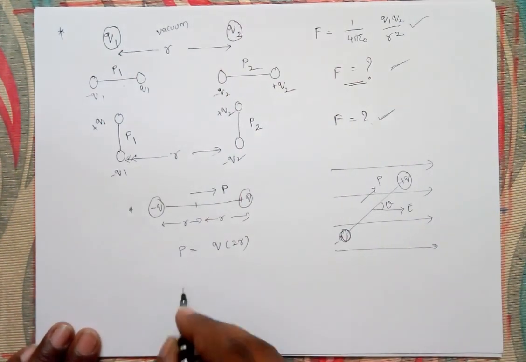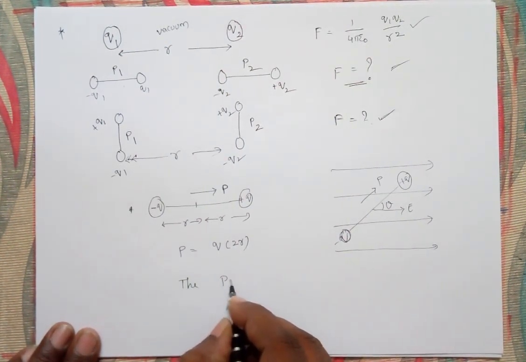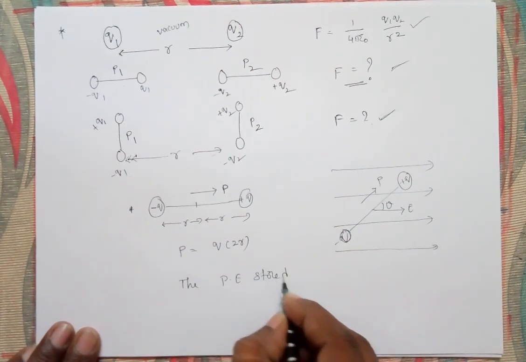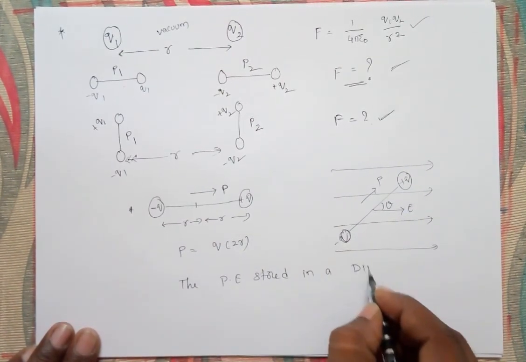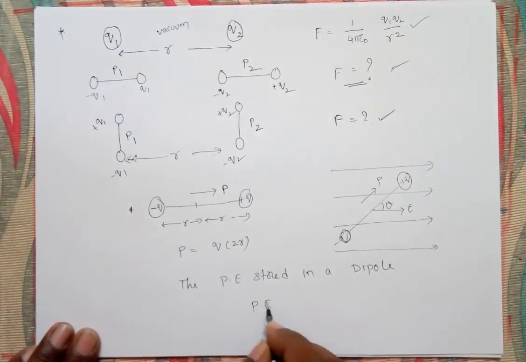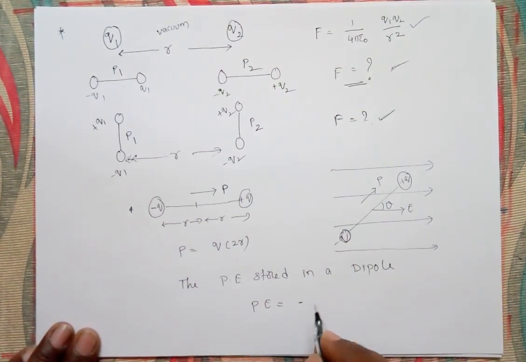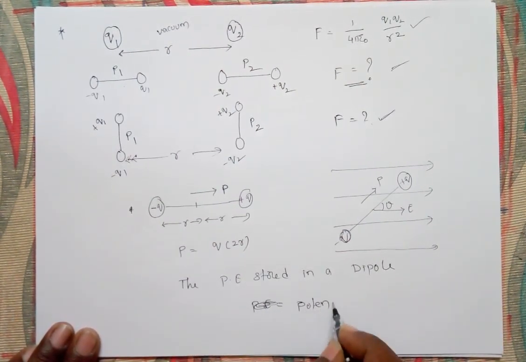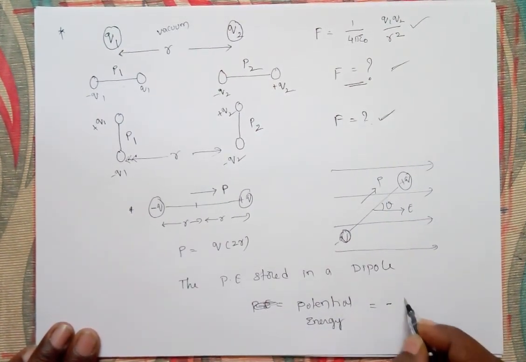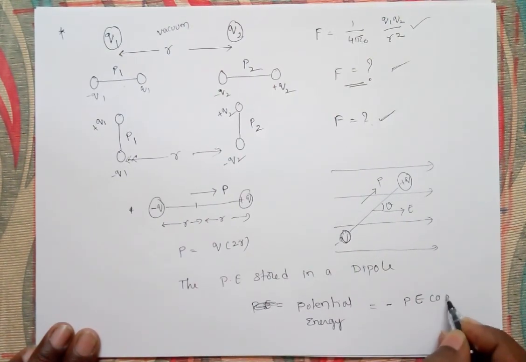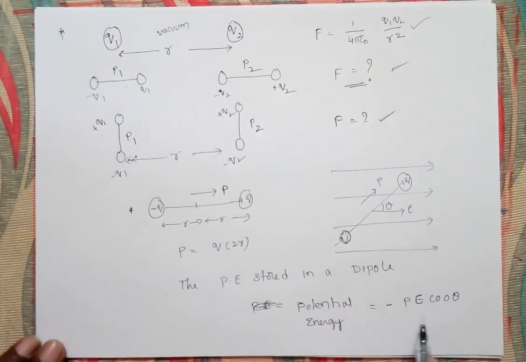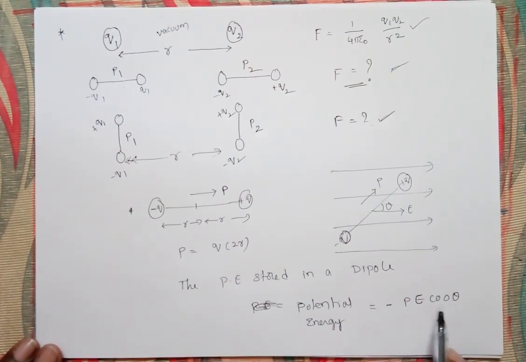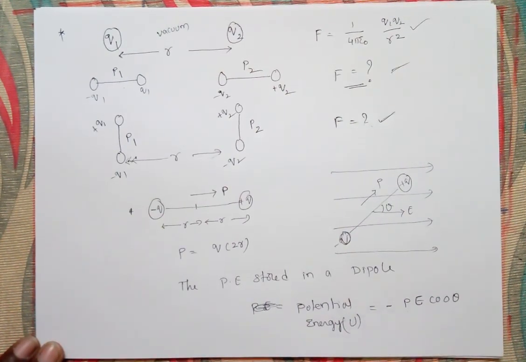Once you revise that, the potential energy stored in a dipole is potential energy equal to minus PE cos theta, where P is the dipole moment, E is the electric field intensity, and theta is the angle between the dipole moment and the electric field intensity. This is the potential energy expression.